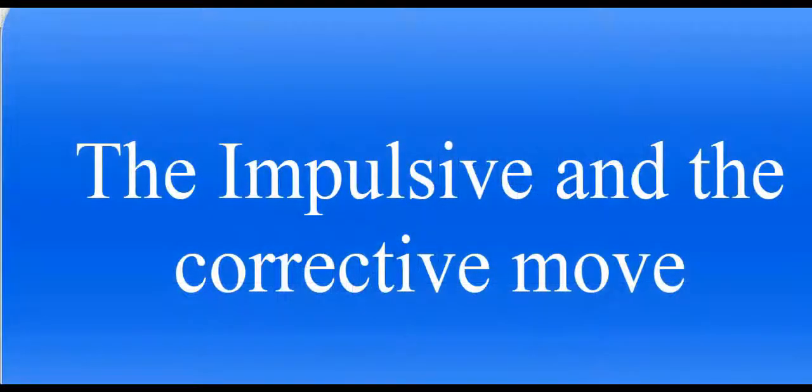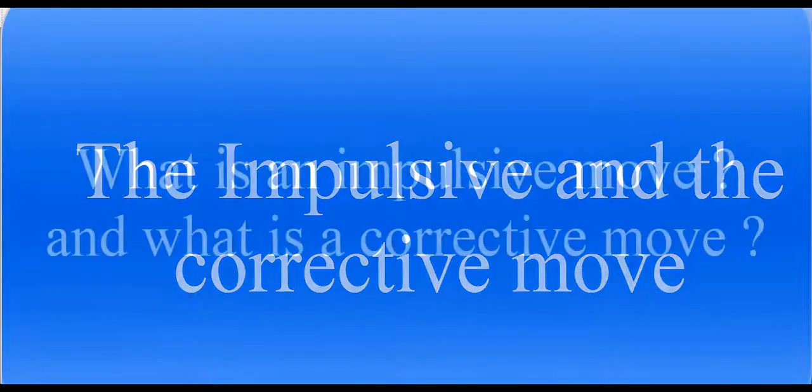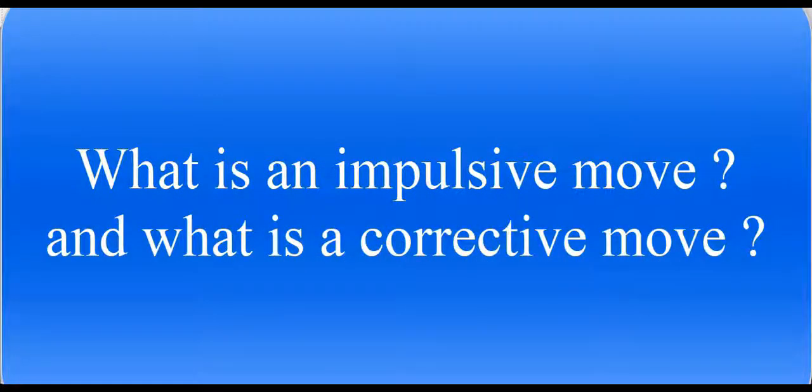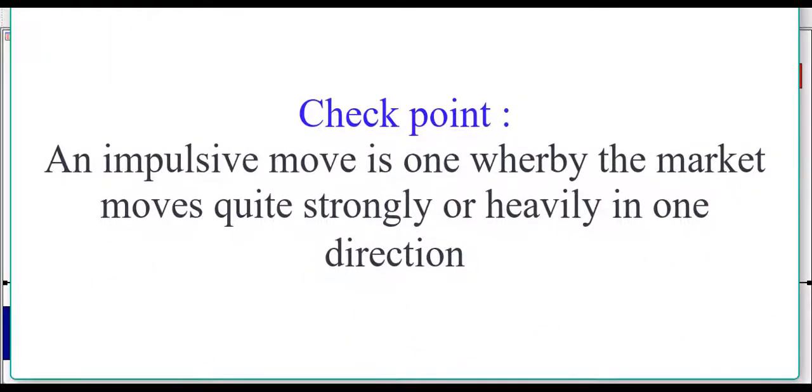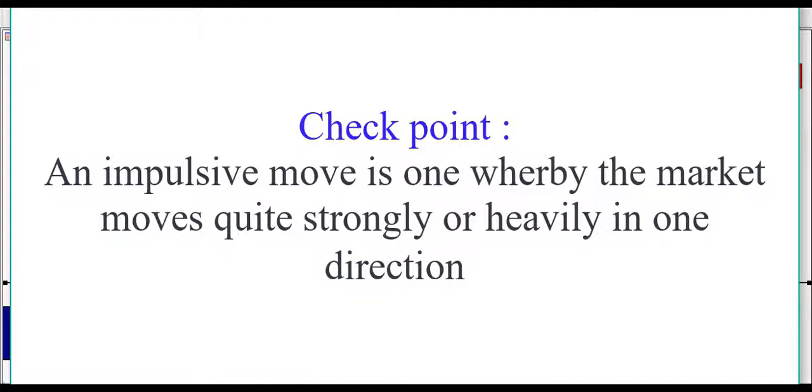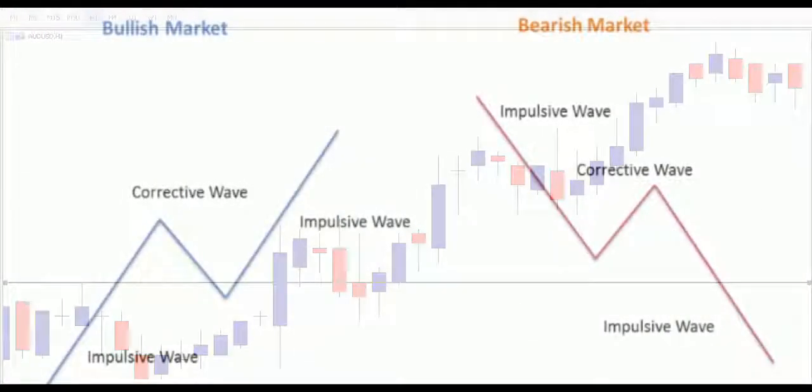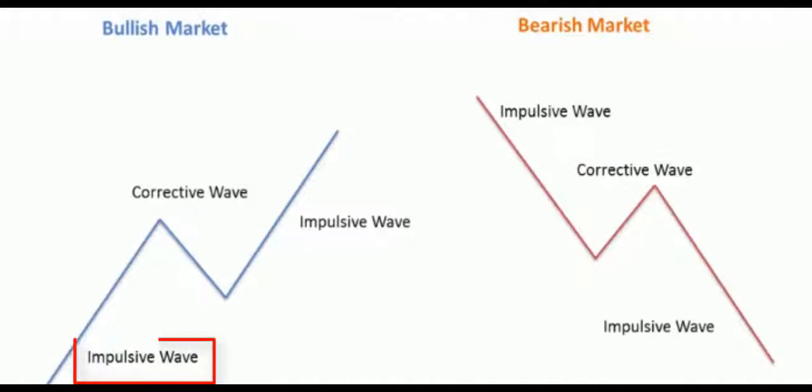Another component of the market structure is the impulsive and corrective move. So what is an impulsive and a corrective move? An impulsive move is one whereby the market moves quite strongly or heavily in one direction, covering a great distance in a short period of time.